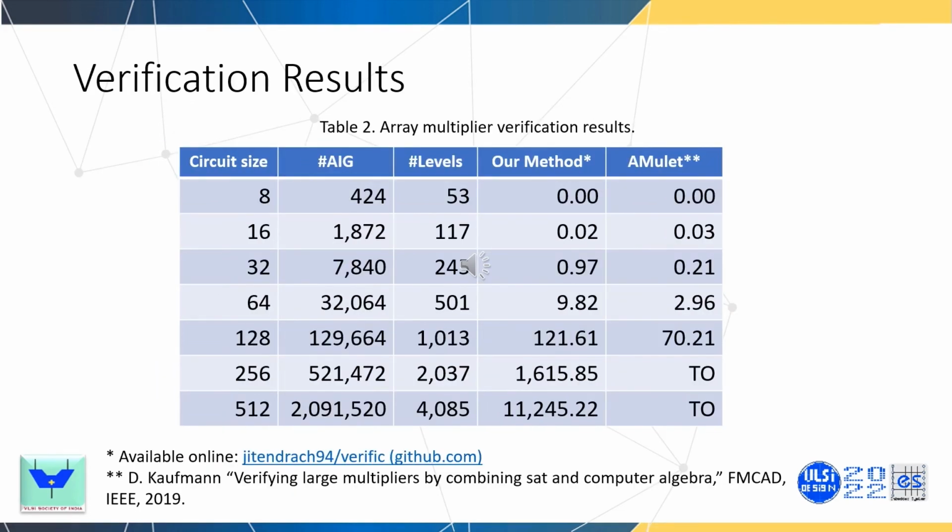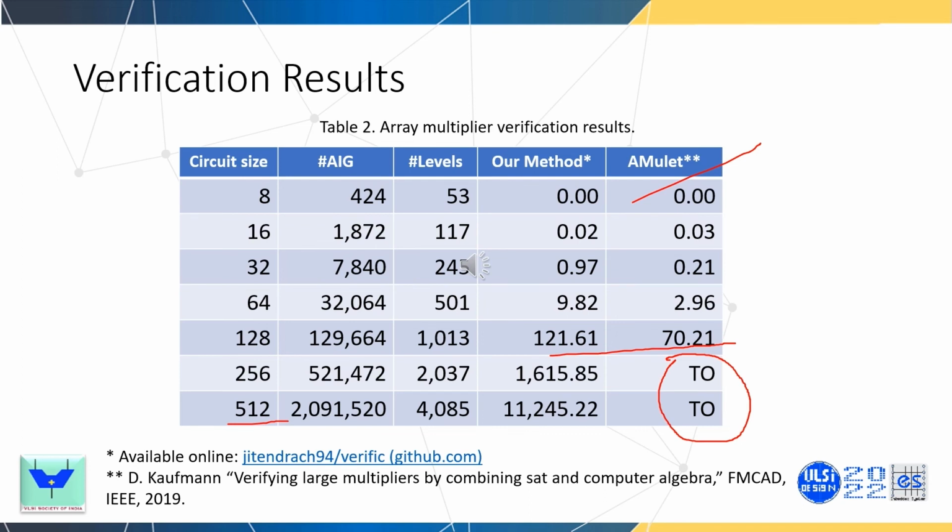Here are the results for simulation time. The table shows the simulation time to verify integer array multiplier circuits. We were able to verify up to 512 bit multiplier circuits generated by ABC. We compared our result with Amulet. Although our simulation time is higher than Amulet, suddenly the simulation time for Amulet for 256 and 512 bit multiplier circuits increased and it was not able to complete in the given time limit.